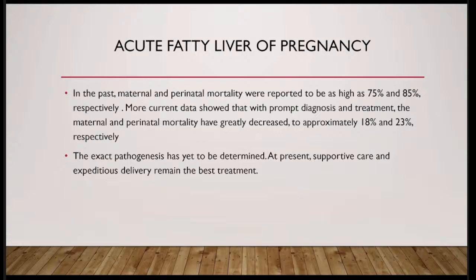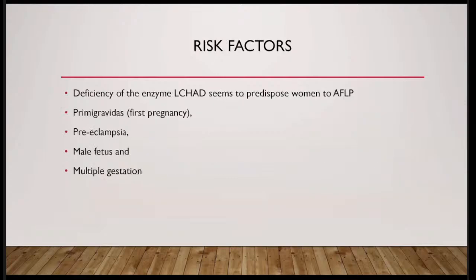What we have seen in the past, maternal and perinatal mortality was reported to be as high as 75% and 85% respectively. However, due to a greater sense of recognition of the condition, prompt diagnosis and treatment, we've seen these numbers decrease dramatically to 18% and 23%, respectively. Next slide.